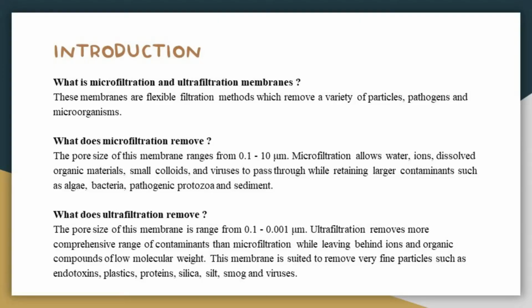What does ultrafiltration remove? The pore size of this membrane ranges from 0.1 to 0.001 micrometer. Ultrafiltration removes a more comprehensive range of contaminants than microfiltration while leaving behind ions and organic compounds with low molecular weight. This membrane is used to remove very fine particles.